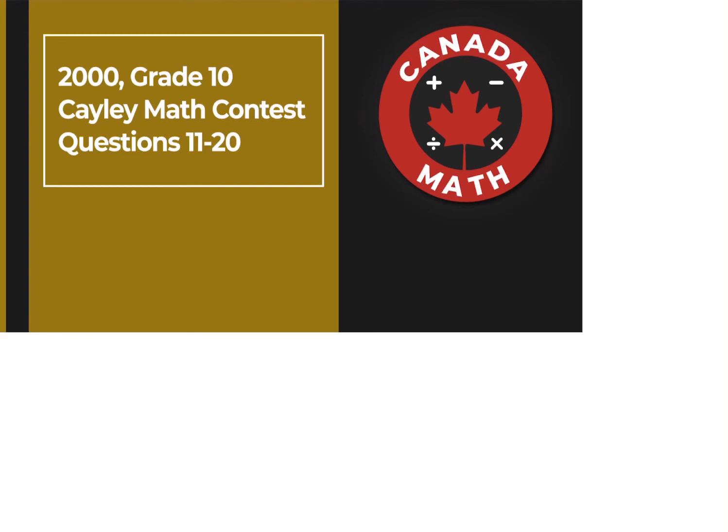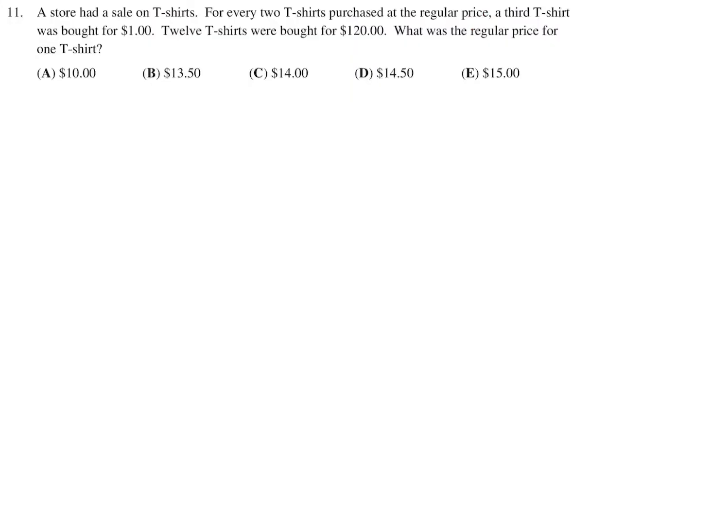Questions 11 through 20 of the 2000 Grade 10 Cayley Math Contest. A store had a sale on t-shirts. For every 2 t-shirts purchased at regular price, a third t-shirt was bought for $1. 12 t-shirts were bought for $120. What was the regular price for one t-shirt?